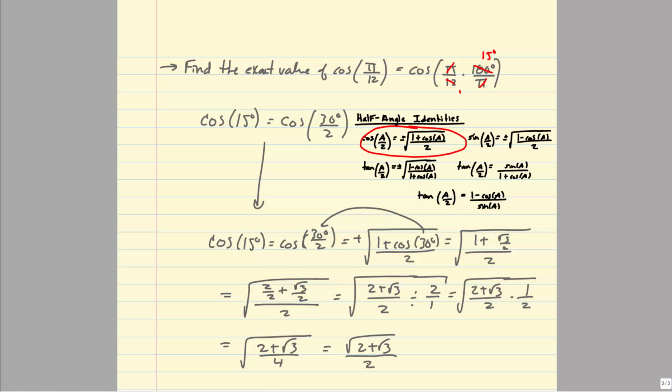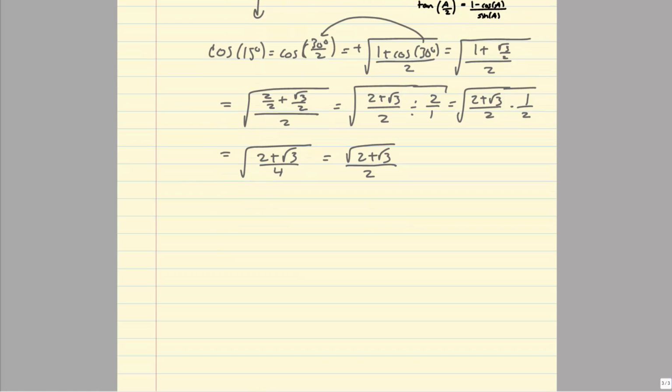Now remember, for this particular problem, that radical sign is only under the numerator because I already took the square root in the denominator. Let's go ahead and look at one where we're working with tangent. Let's look at the tangent of 112.5 degrees. So in order to use our formulas, we need to know what divided by 2 is 112.5. So we just double 112.5 and we get 225 degrees, which is a multiple of a 45-degree angle.